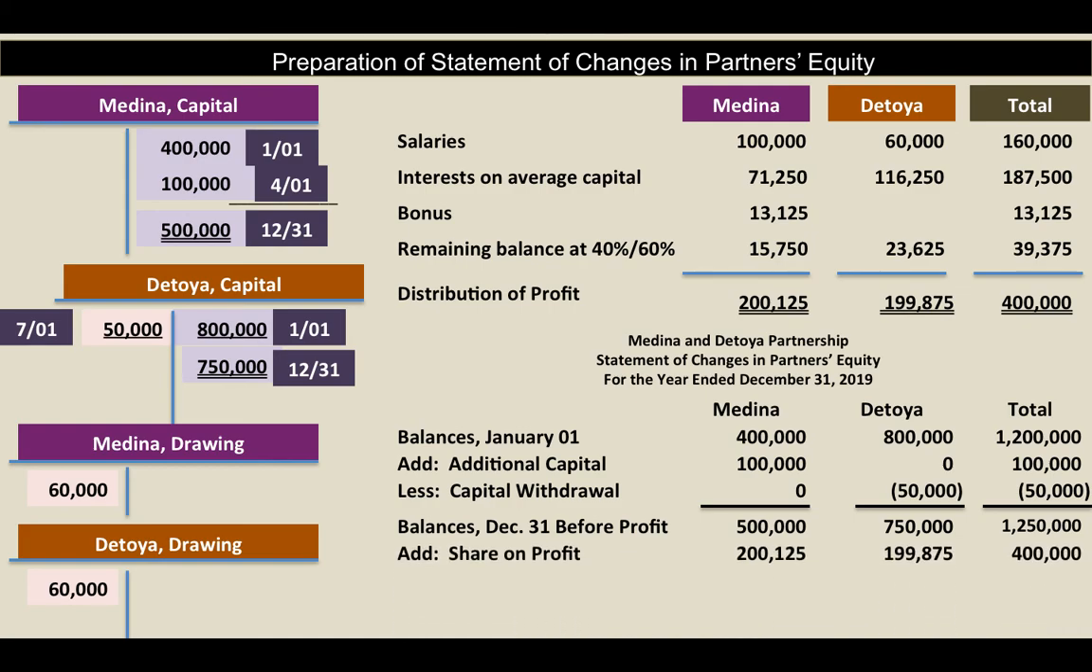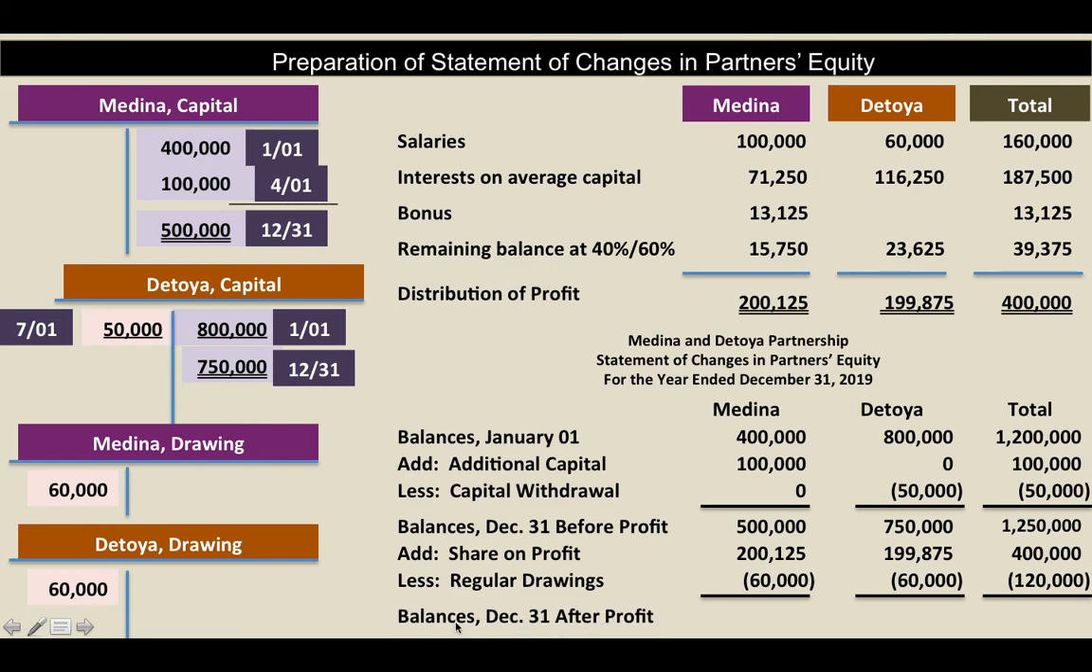And here now, class, after this, you have now to add the profit received by each partner. So add share on profit for Medina, 200,125, and for Ditoya, 199,875 for a total of 400,000. Then deduct the regular drawings, which in this case, Medina of 60,000 and Ditoya of 60,000. And you will have the balances on December 31st after profit, which are 640,125 and 889,875, or a total of 1,530,000.